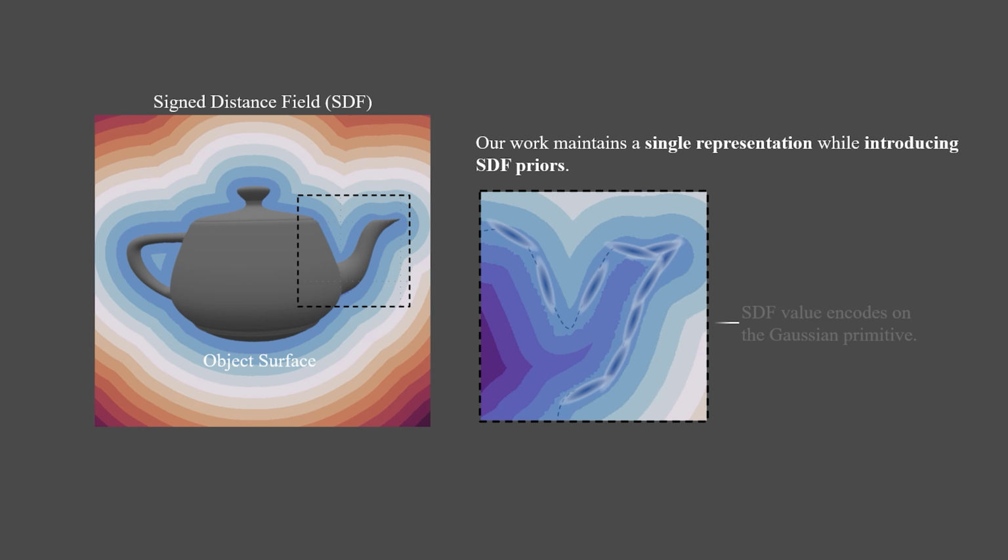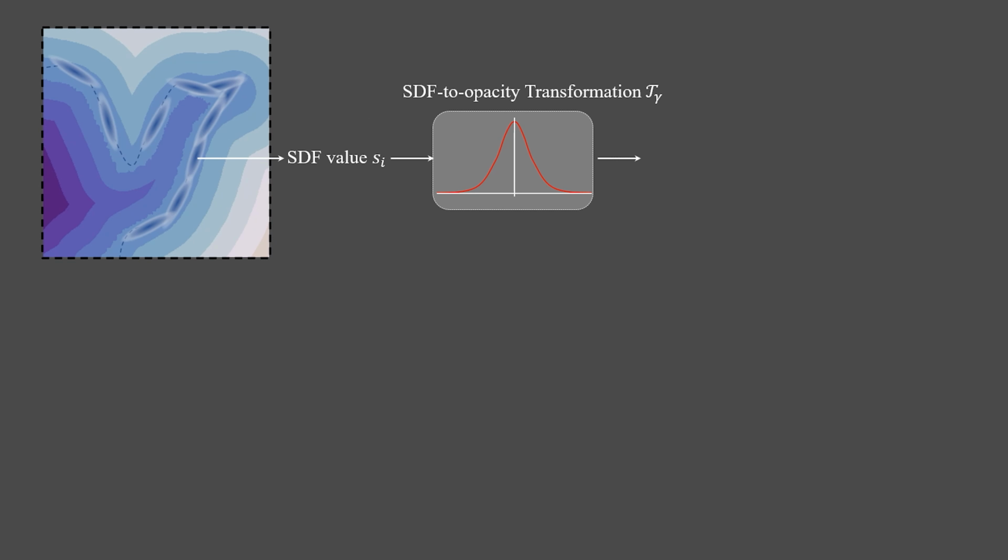Since an SDF, like other continuous functions, can be approximated with discrete samples, our idea is to directly encode SDF values on Gaussian primitives. Next, we need to make SDF optimization feasible within the Gaussian splatting framework. To achieve this, we define a bell-shaped function centered at the zero-level set, which converts SDF values into opacity for blending. We call this the SDF to opacity transformation.